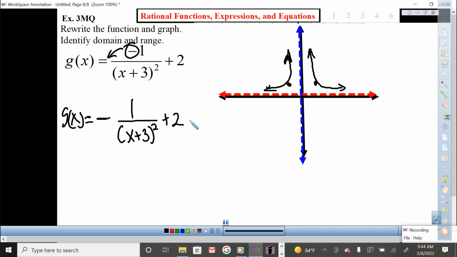All right. So, here we go. We know where it's going to move, right? Let's identify first our VA, HA. Okay, tell your neighbor what the VA and HA are.